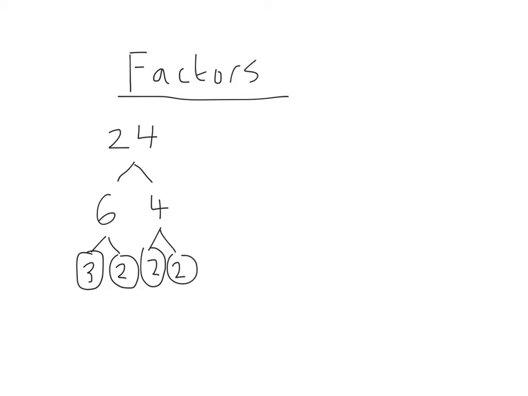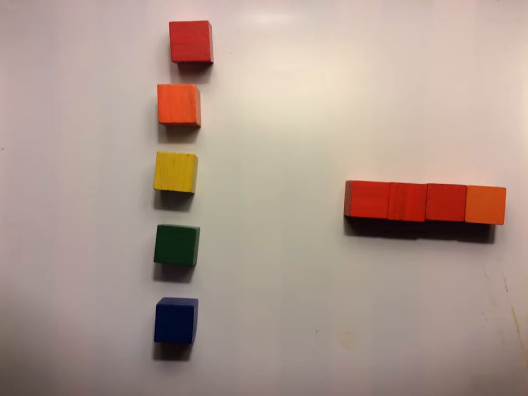So this is the second class on factors. Just as a reminder, we did factor trees the other day and we talked about how the prime factors of 24 could be found using a factor tree. So I can write 24 as 2 times 2 times 2 times 3. And we talked about the different blocks being worth different prime numbers.